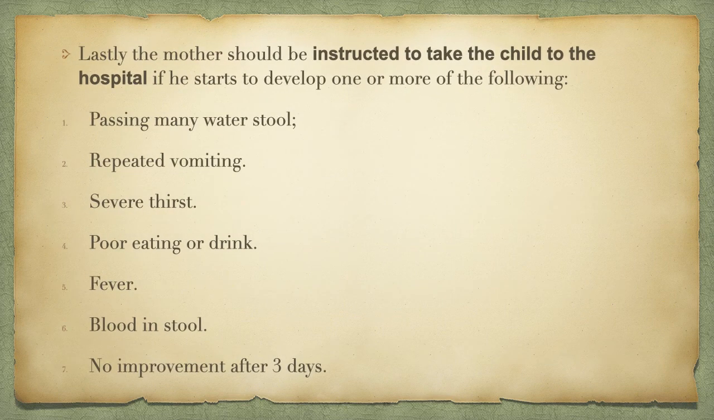The mother should be counseled to take the child to the hospital if any one of the following symptoms develops: if the child starts passing many watery stools, if he develops repeated vomiting, if he develops severe thirst or rejects any food and fluid, if the child develops fever or blood in the stool, and lastly, if he doesn't show any sign of improvement after 3 days.